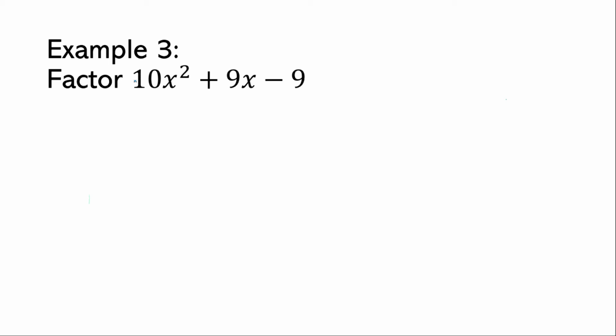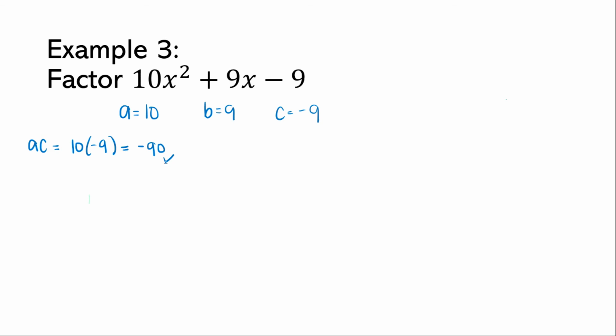Let's have 10x squared plus 9x minus 9. So, identify natin yung value ng ating A, B, and C. So, A is equal to 10, B is equal to 9, and C is equal to negative 9. So, let's get the product of A and C, and that is 10 times negative 9, which will give us negative 90.